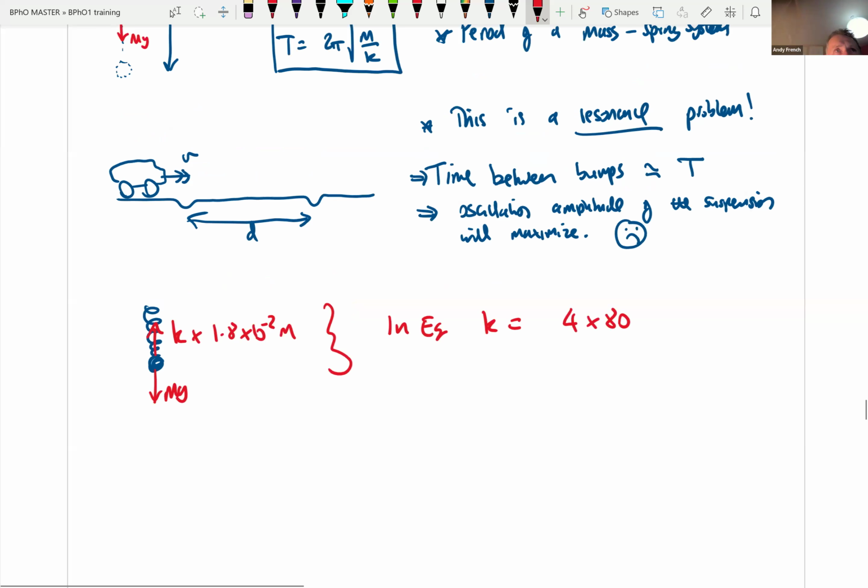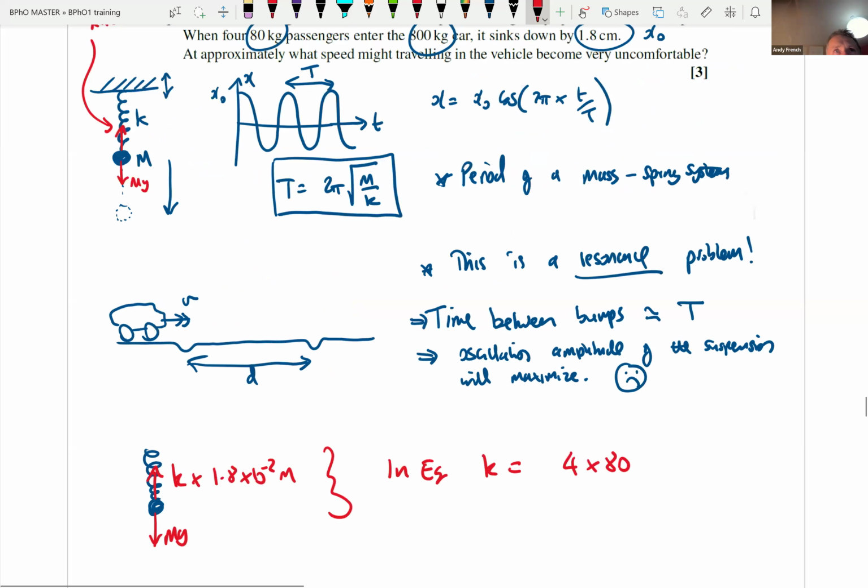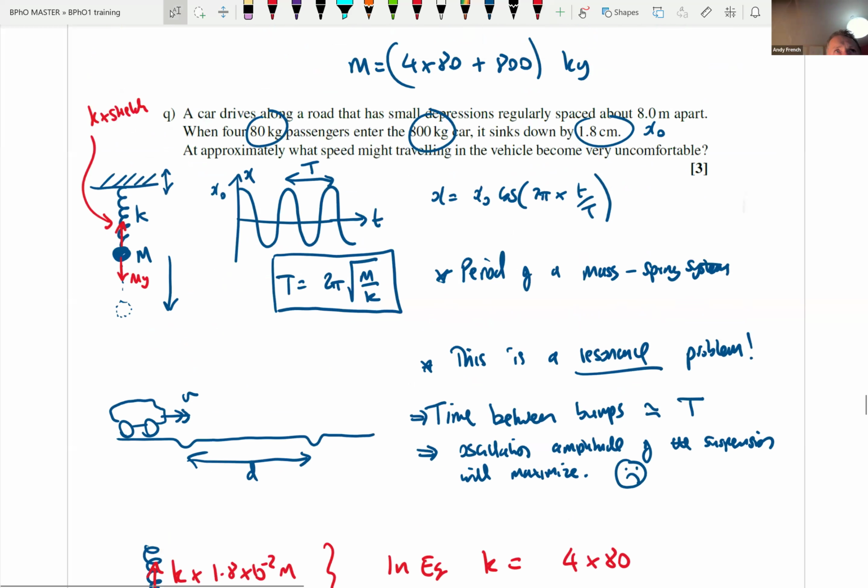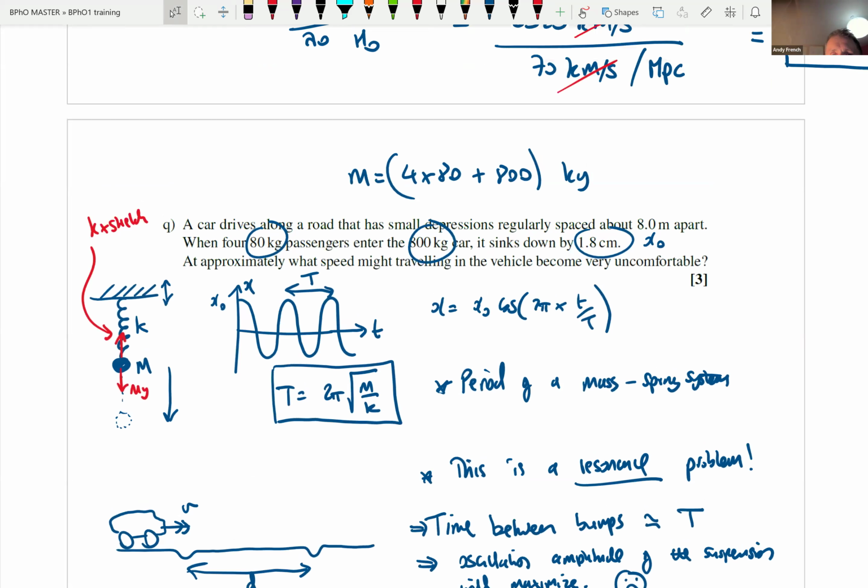Now we have a question here. The mass of the car itself, does that matter? Because if you think about it, this sinks down once the 4 passengers enter. So actually, this isn't right either. Aha! So the 800 kilos is a red herring, right? Because the springs have already sunk. All right. So the extra mass that we add is 4 times 80. Sneaky, isn't it?